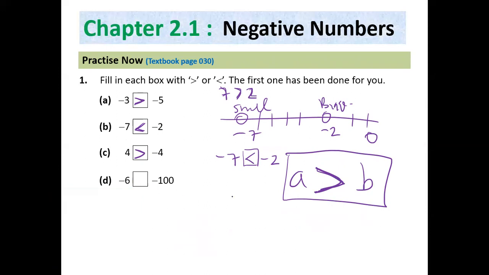Okay, negative 6 and negative 100. So negative 100 is far left of the negative 6, right? Negative 6 is bigger. Bigger, that's right. So you face the bigger side. I mean, the mouth is on the bigger side. For Pac-Man, always remember to use Pac-Man so it's easier. Yeah. Okay. Next. Oh, copy this first.